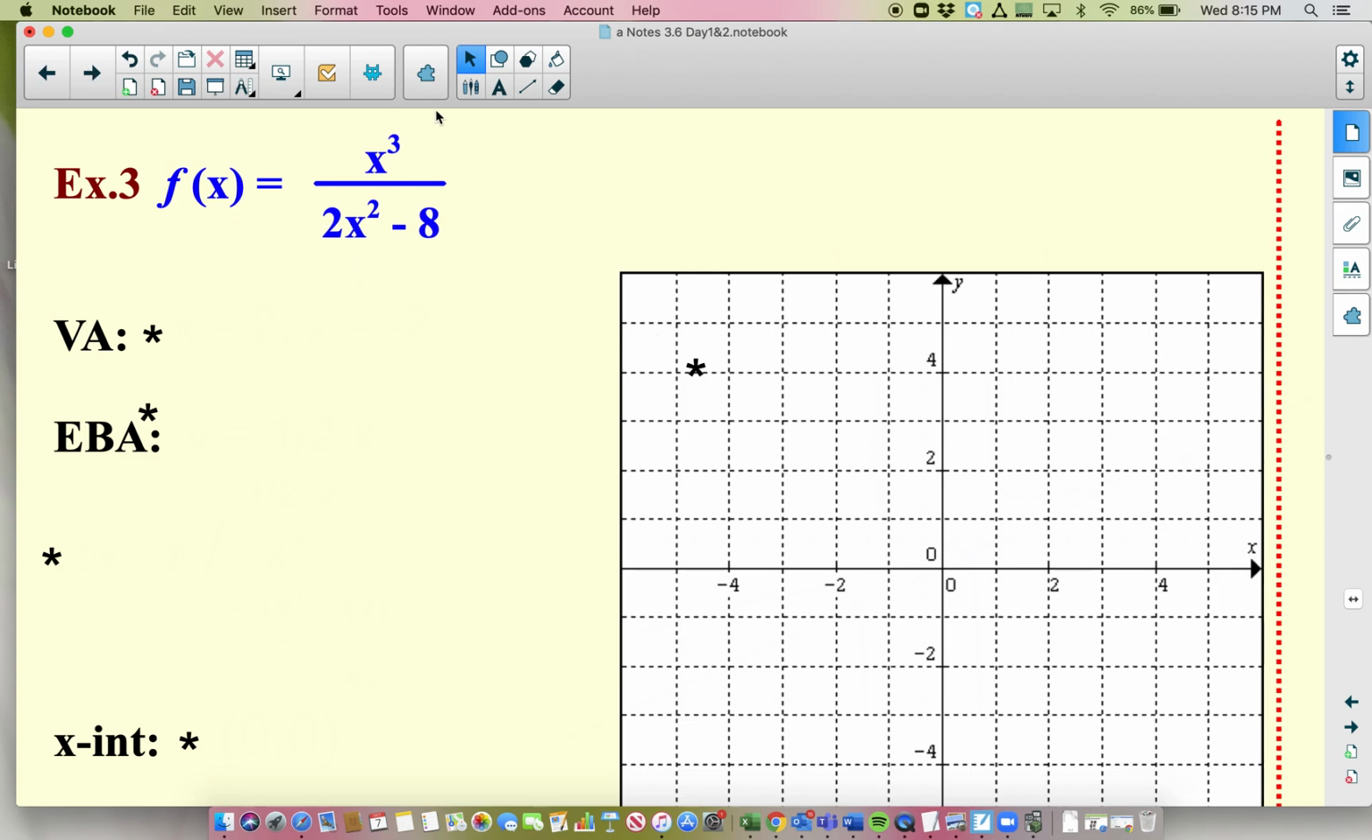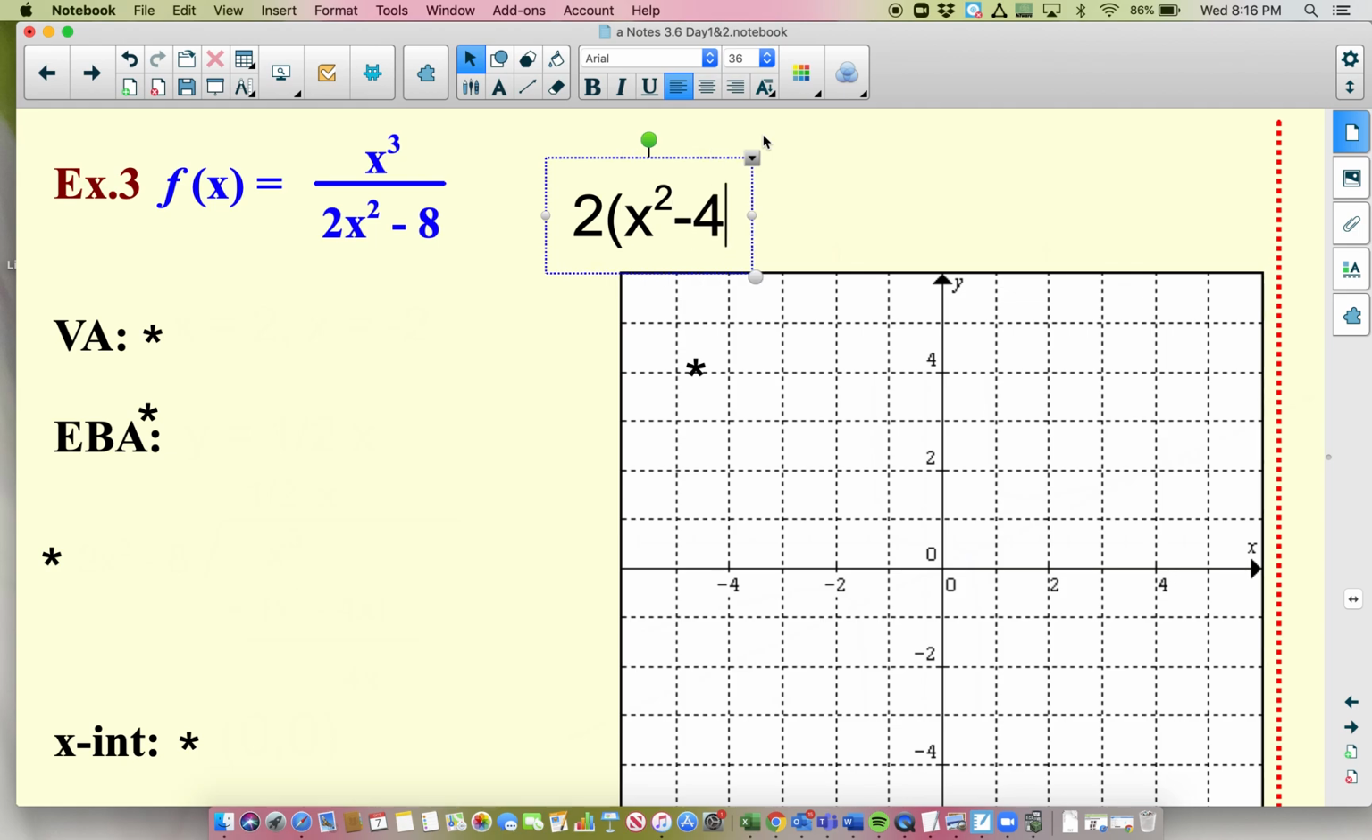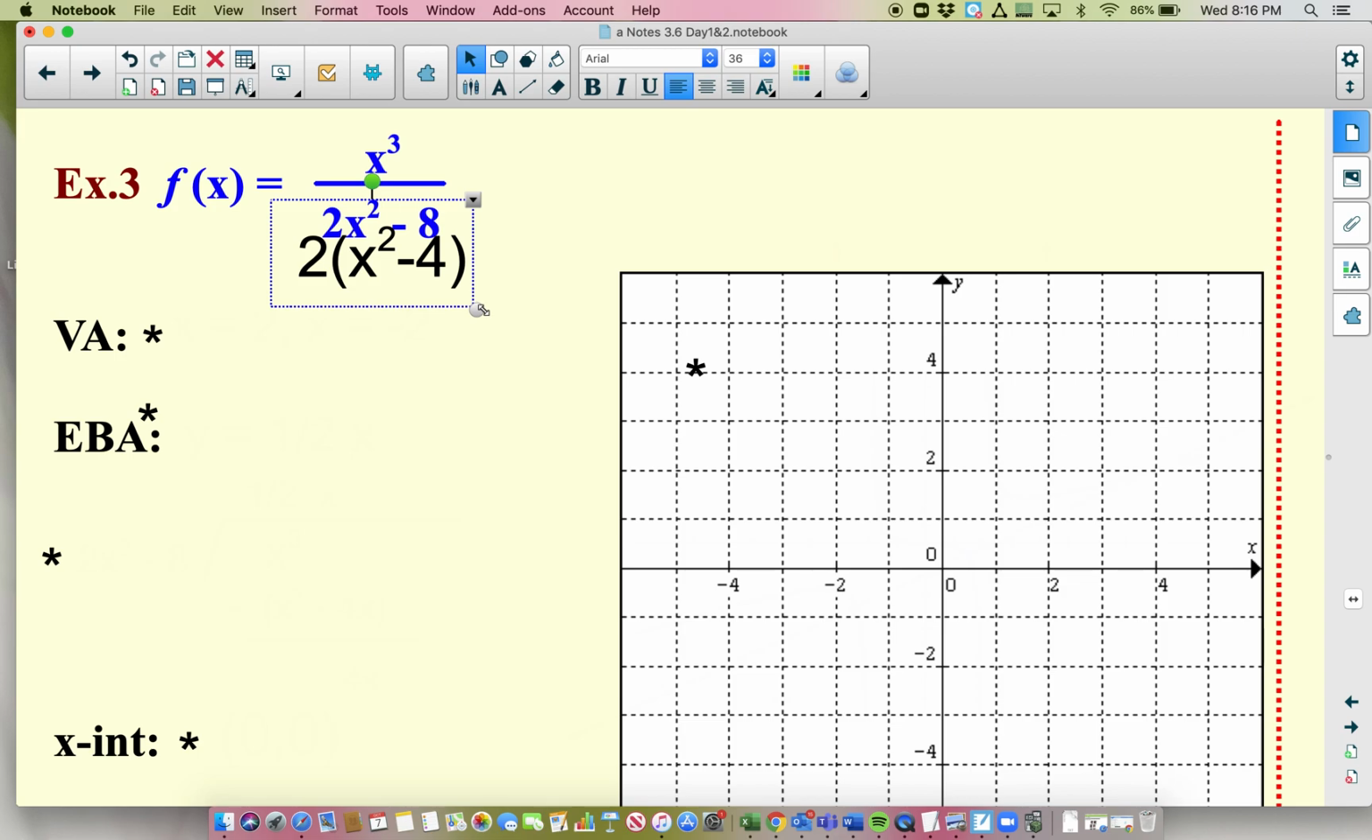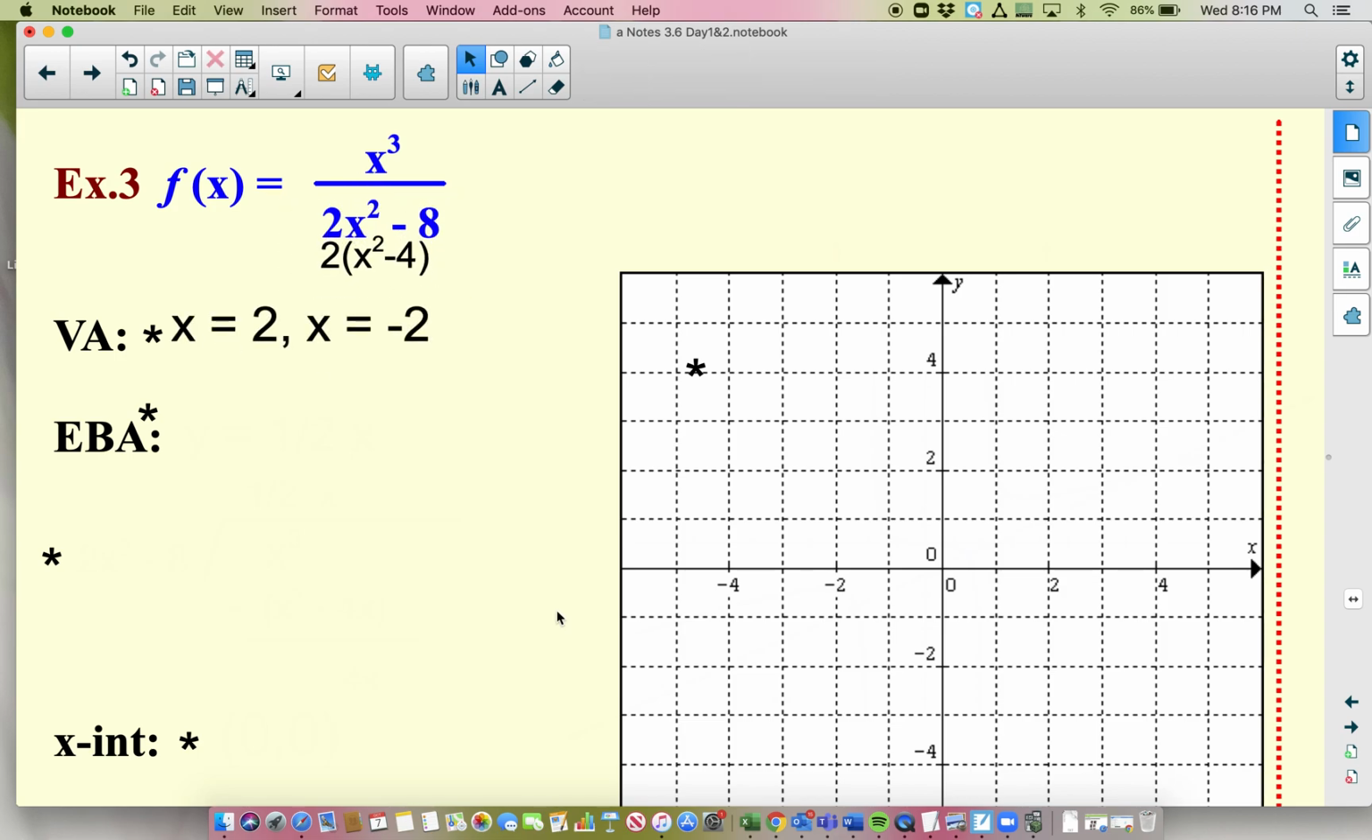So again, your numerator is larger than your denominator. Okay, so to get my verticals, I would factor out the 2 probably first. So that's really 2 and then x squared minus 4. And then you know that x squared minus 4 factors down to x plus 2 and x minus 2. So my vertical asymptotes are going to be x equals 2 and -2.